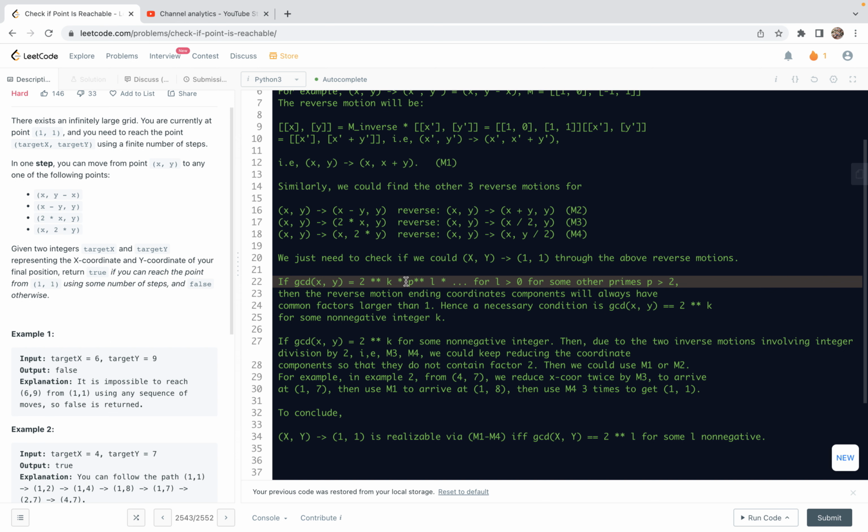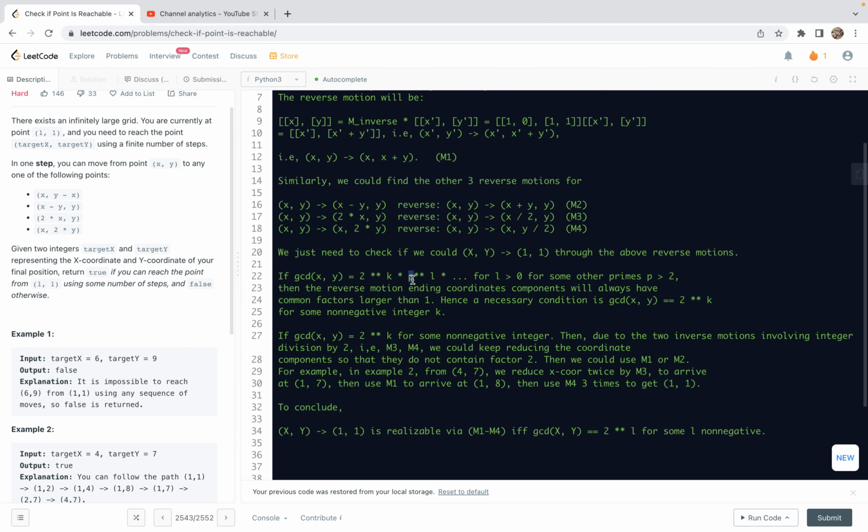Actually, we can give a quick proof or argument here. First, I want to show that if the GCD of x and y contains other prime factors, then we can never reach (1, 1) from the target by the reverse motions.